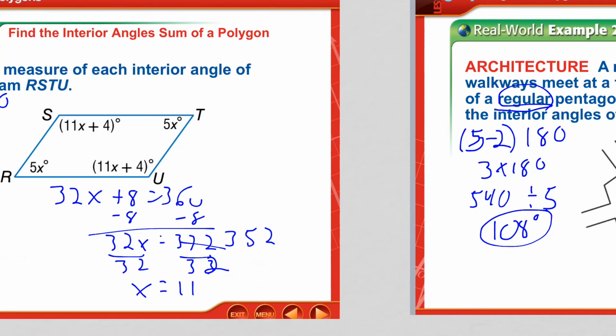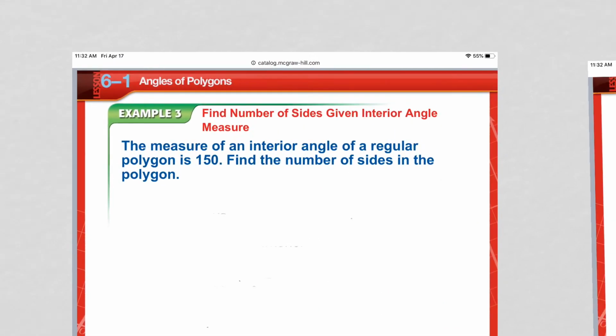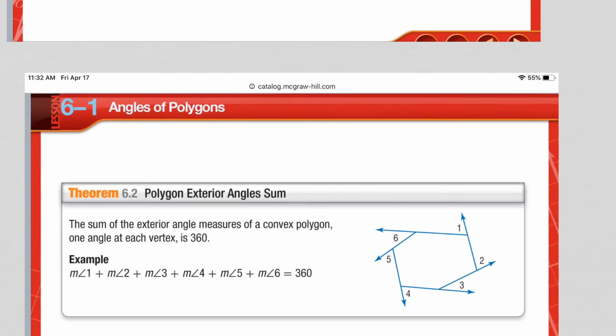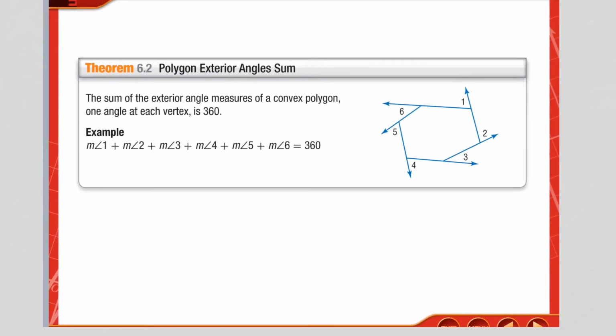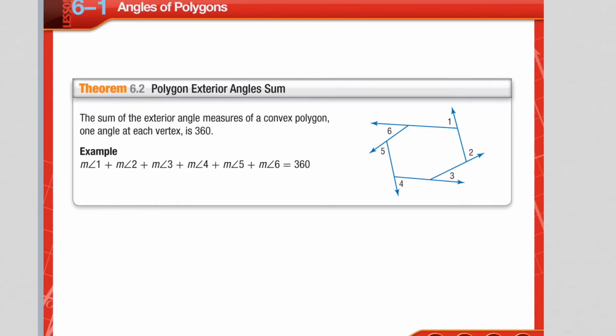Okay, so next thing we need to talk about is exterior angles. The exterior angles of a polygon, basically all you need to know is they always add up to be 360. So here's exterior angles. You're going to be seeing angles on the outside of the polygon. And it doesn't matter how many sides, it's just always 360.